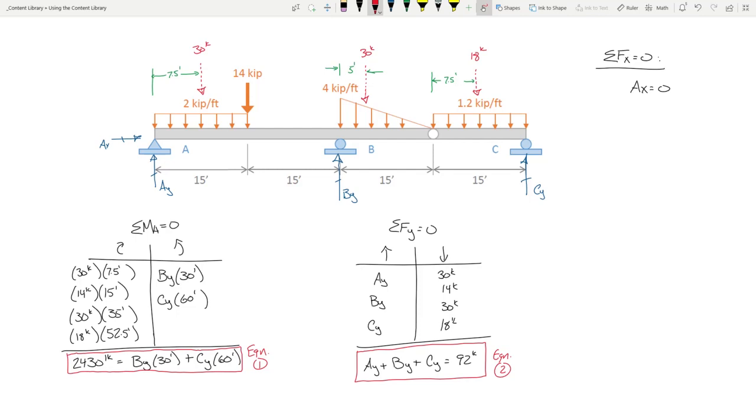What I know about this structure regarding its internal response is that the internal moment at that hinge is 0. Okay? Now, in order to determine internal response, we cut a section. Where I cut the section is going to be pretty straightforward. I'm going to cut it through that hinge.